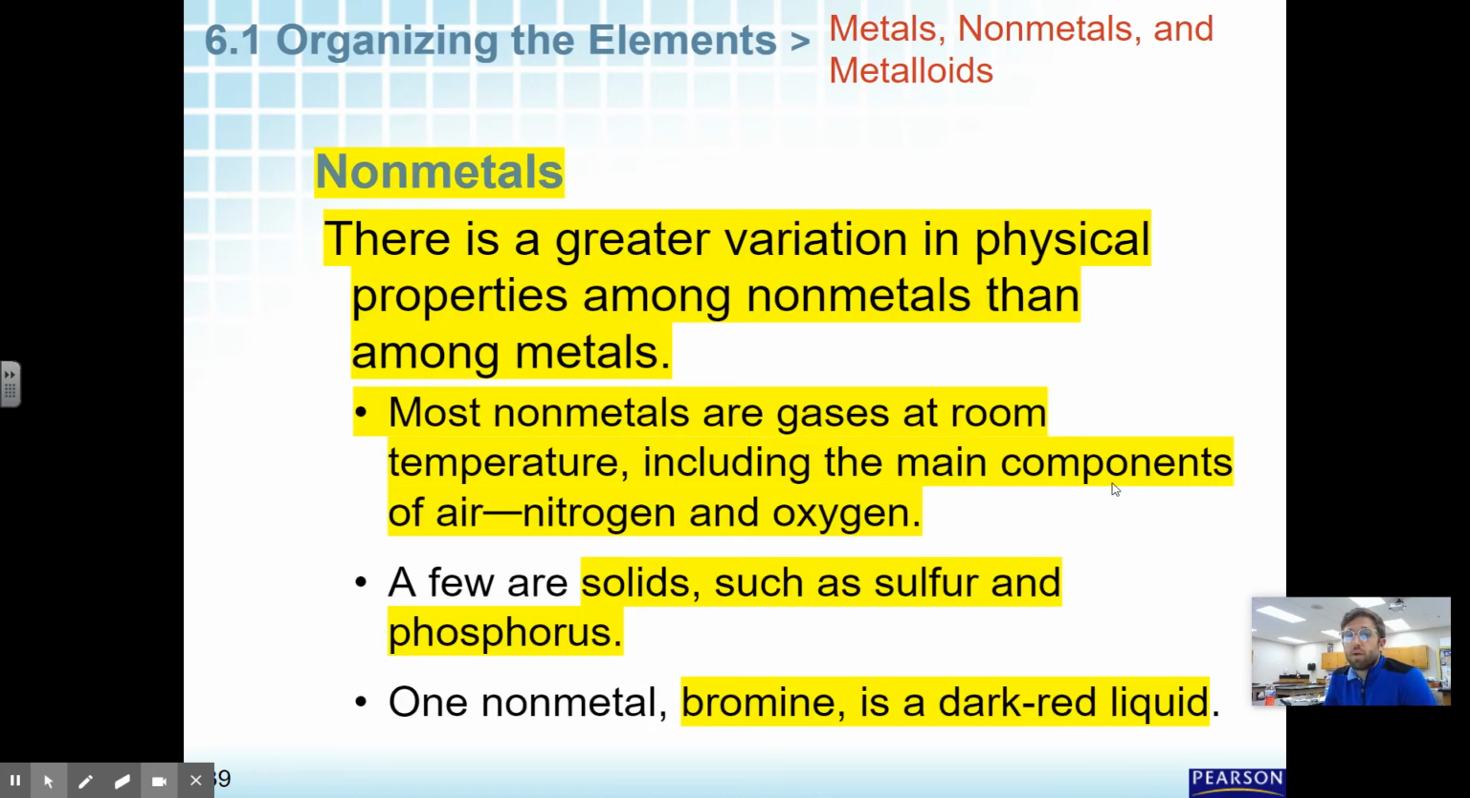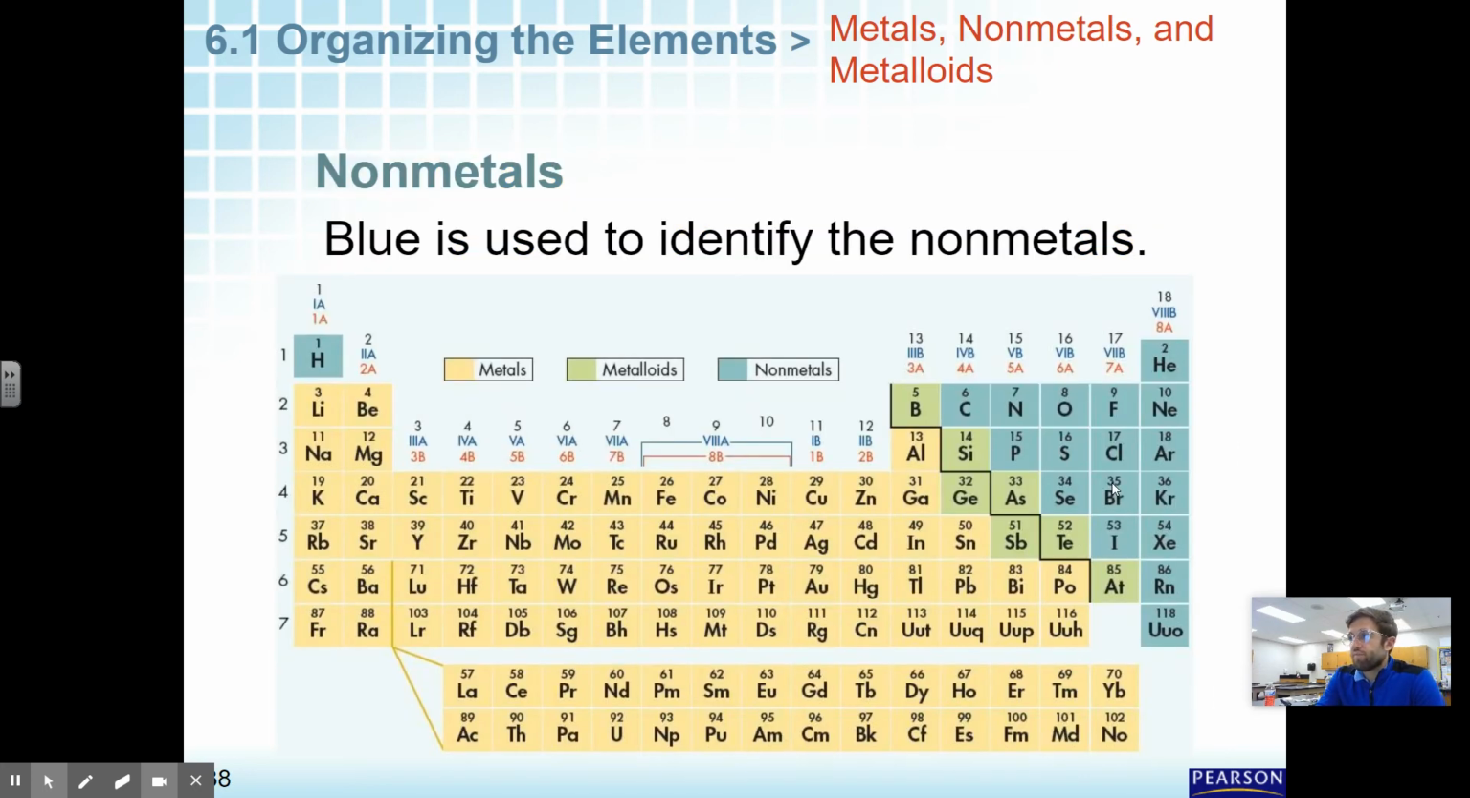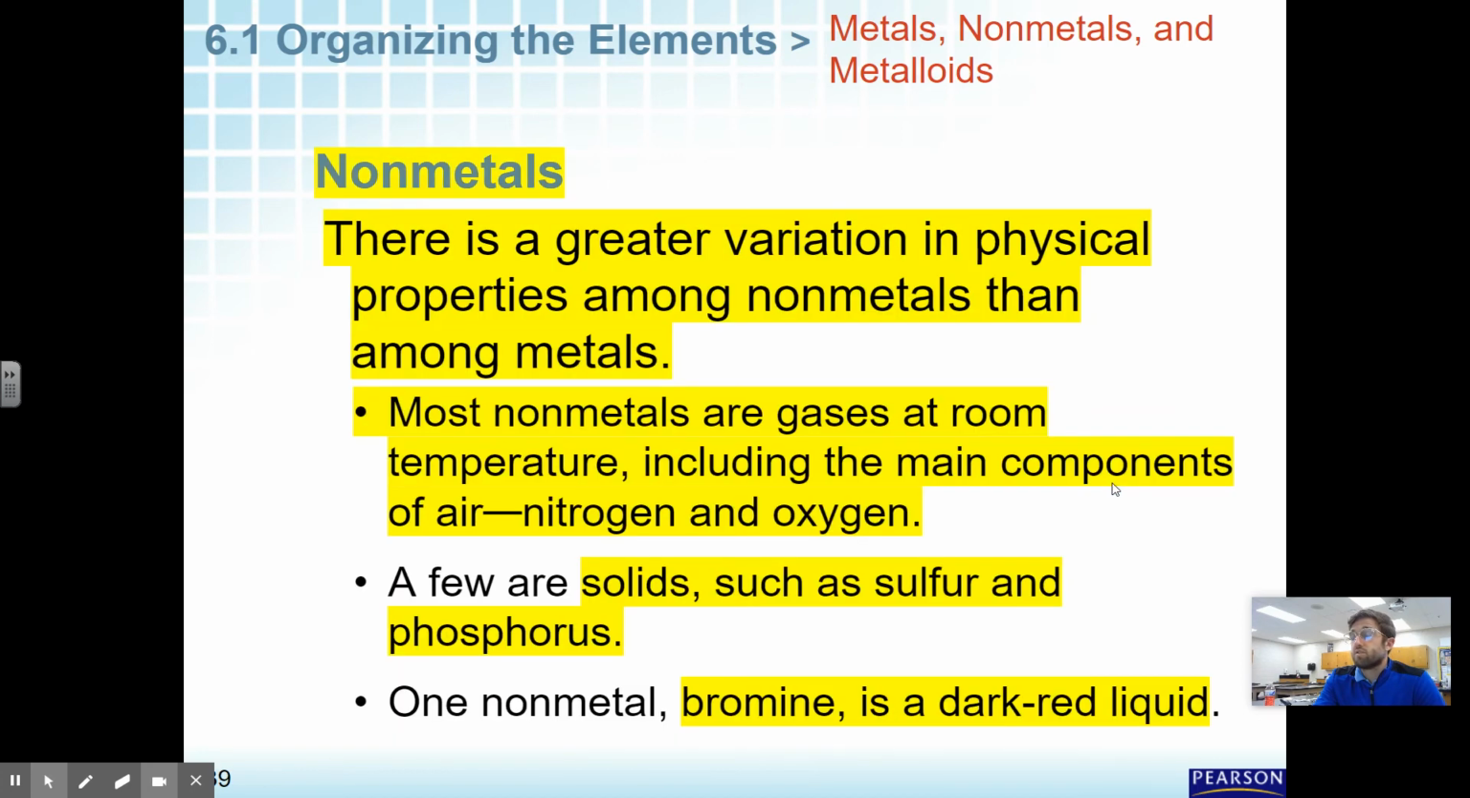Now, a lot of the nonmetals are gases at room temperature, like chlorine, neon, argon, oxygen, nitrogen, krypton, xenon, and fluorine as well. But some exist as liquids or solids at room temperature. Sulfur and phosphorus are solids at room temperature, and bromine would be a dark red liquid. Another solid at room temperature would be iodine.